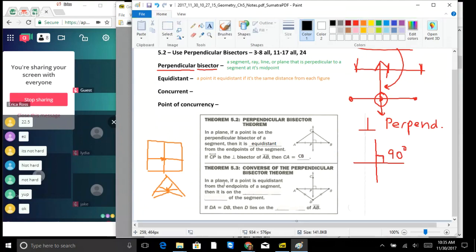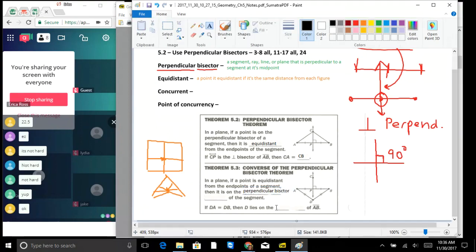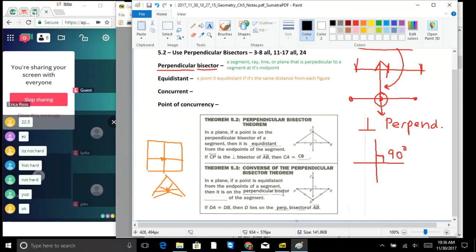Okay. For 5.3, in a plane, if a point is equidistant from the endpoints of a segment, then it is on the perpendicular bisector of the segment. So if DA equals DB, then D lies on the perpendicular bisector of AB up here. All right, so I'm going to give you a second to fill those in your sheets.